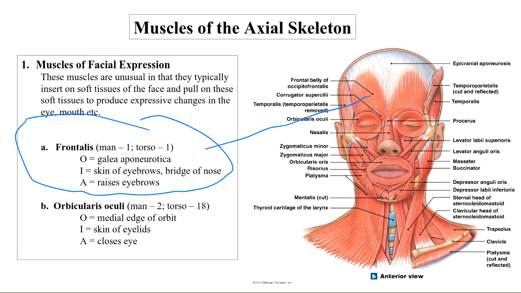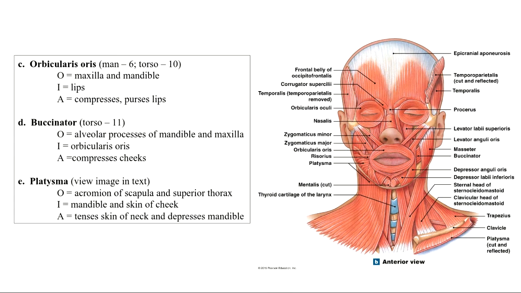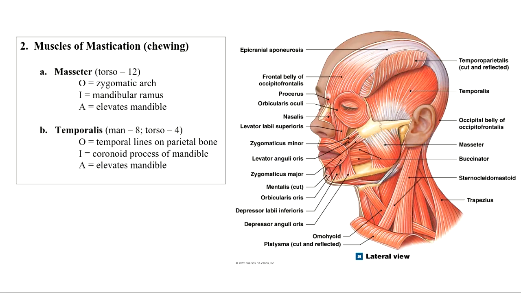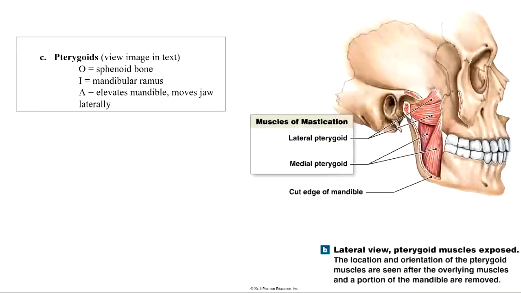And you want to just continue on. Orbicularis oculi, which you can see on that picture. Orbicularis oris, buccinator, platysma, so forth and so on. Of course, you obviously need to identify all the different actions, origins, insertions as well. And so there shouldn't be anything too tricky here. Masseter and temporalis, you can see on these pictures here. Pterygoids, you can see in this picture.